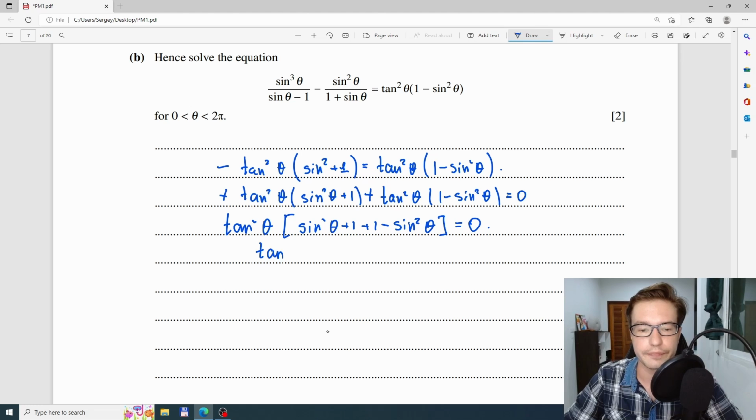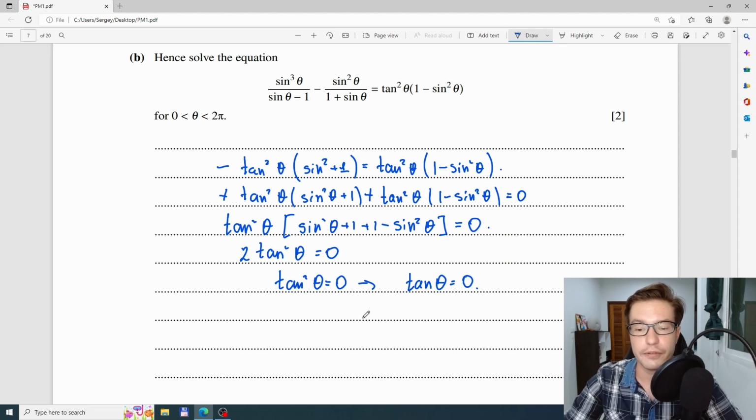Tangent squared theta. Now, in the brackets, sine squared and minus sine squared will just cancel out. 1 plus 1 equals 2. So we get 2 tangent squared theta equals 0. Now, we can divide both sides by 2. And notice how 2 doesn't contain any variables, so feel free to do so. And we get tangent squared theta equals 0. That means tangent theta equals 0.